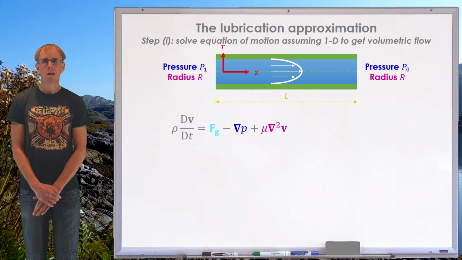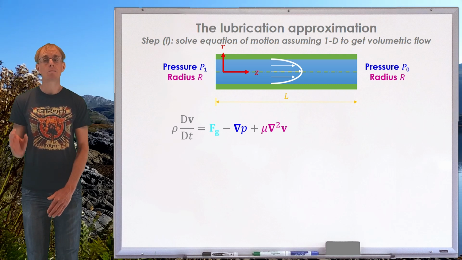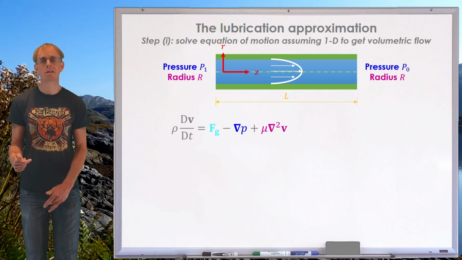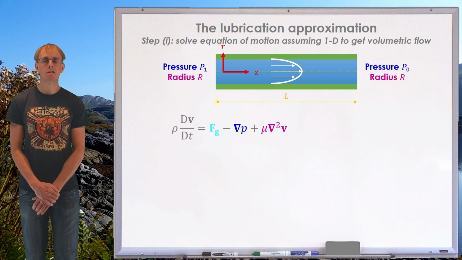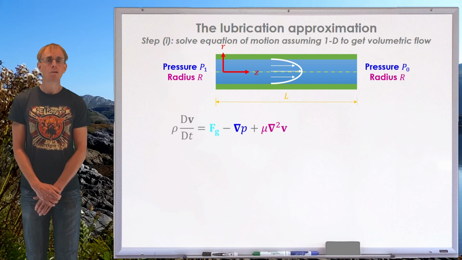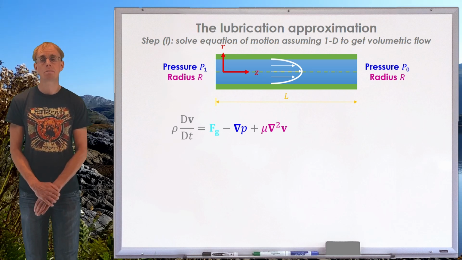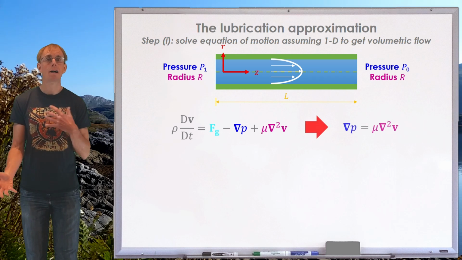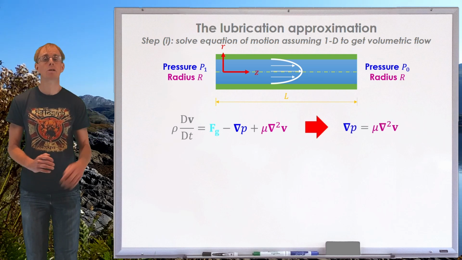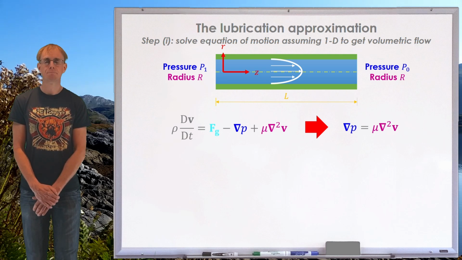We said our flow is steady. We said that we're also going to ignore spatial acceleration. So all the terms on the left-hand side, rho dv by dt, are set to 0. If we look at the right-hand side, the remaining terms, because our tube is horizontal, we're neglecting gravity, so Fg falls to 0. And all we're left with is the interaction between the pressure field and the velocity field, and this is sometimes known as Stokes' law. So grad P equals mu del squared V.